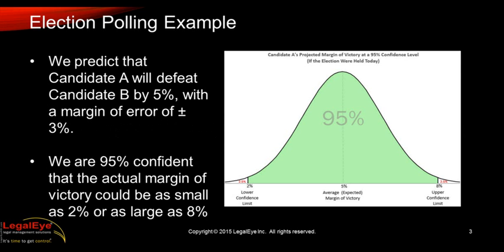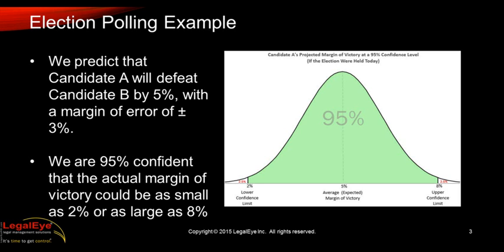Now, we've all seen confidence intervals. They're just not called that. What do we see during election cycles? Polls. Pollsters will state, for example, that candidate A holds a 5-point lead over candidate B with a margin of error of plus or minus 3%. If the election were held today, we would therefore expect that candidate A would defeat candidate B by 5%, but the margin of victory could be as high as 8% or as low as 2%. That spread of 6% is called the confidence interval.